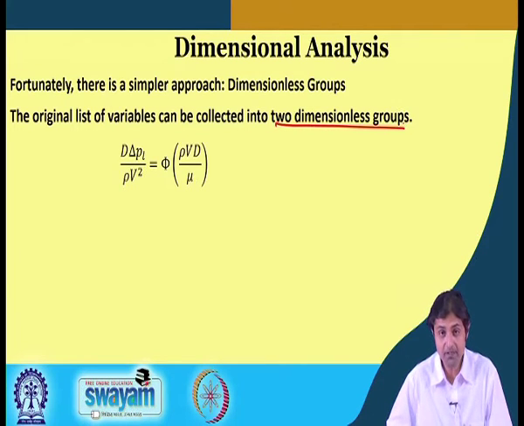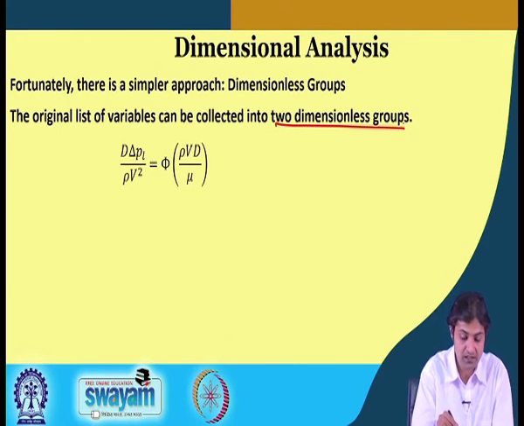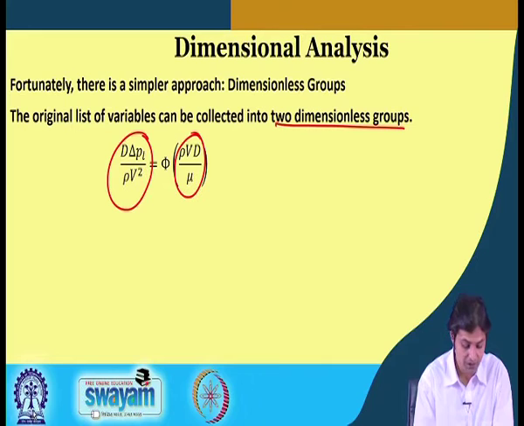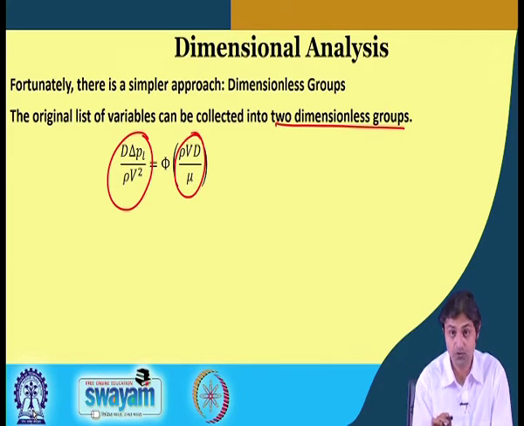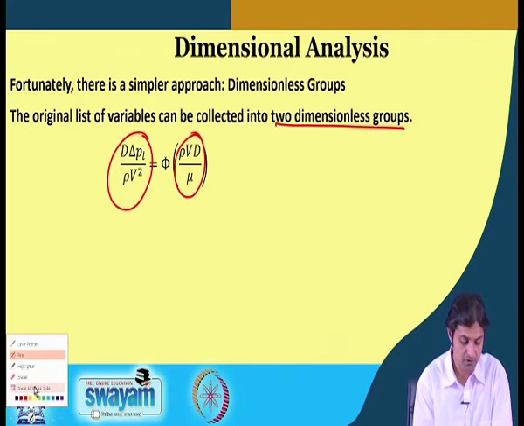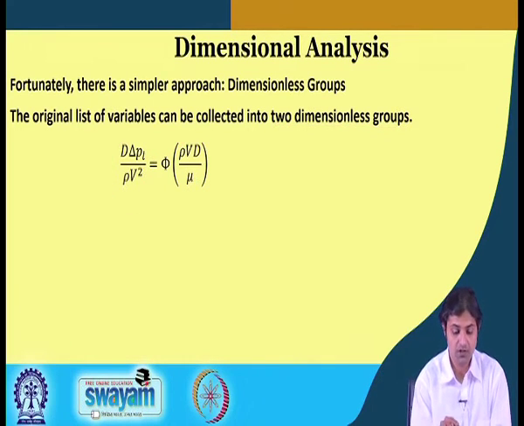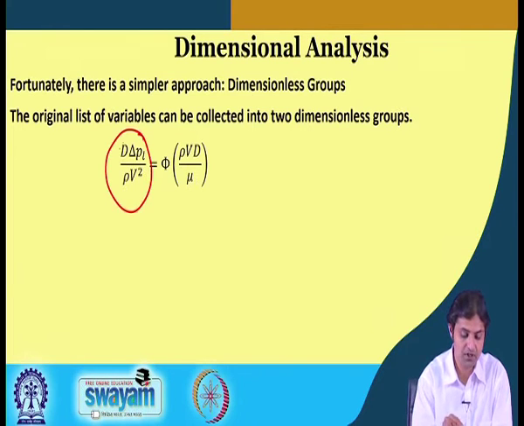For a pipe it has been found that this is one dimensionless group and this is the other dimensionless group. We will actually go and see how this comes using dimensional analysis, but for now, to give you a good introduction, I have just written it down. So this comes out that this dimensionless group is a function of the other dimensionless group.